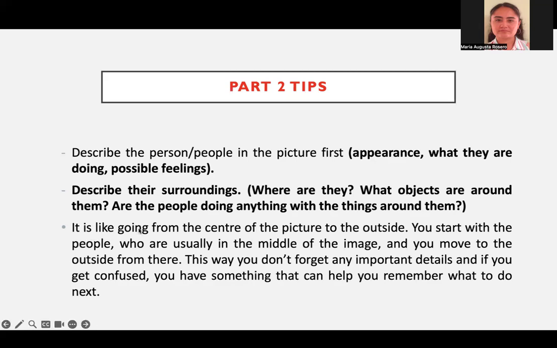It is like going from the center of the picture to the outside. You start with the people who are usually in the middle of the image, and you move to the outside from there. This way, you don't forget any important details. And if you get confused, you have something that can help you remember what to do next.